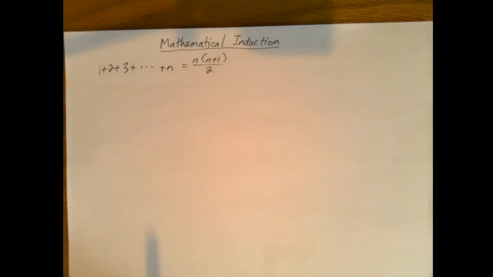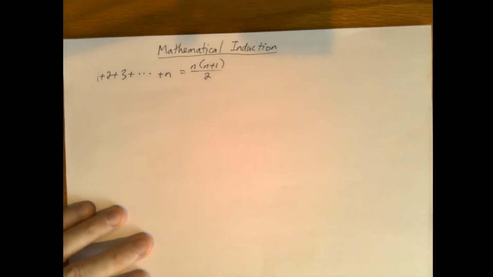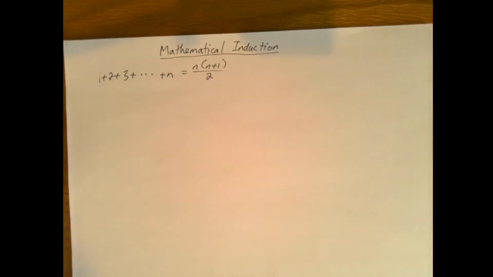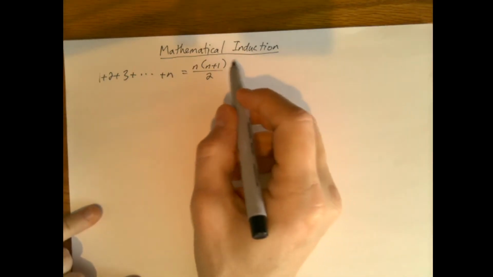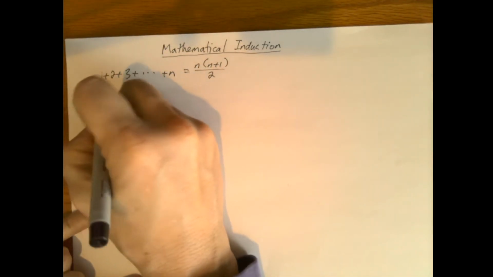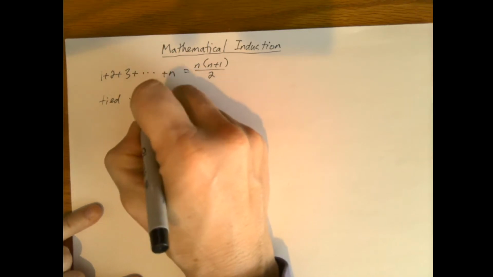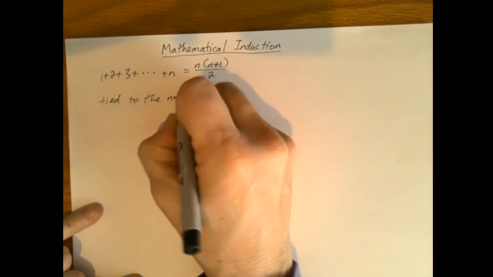And so let's note a couple of things before we see how that works. Why is this a case for using mathematical induction? Well, mathematical induction is used for things that can be tied or associated with the natural numbers.